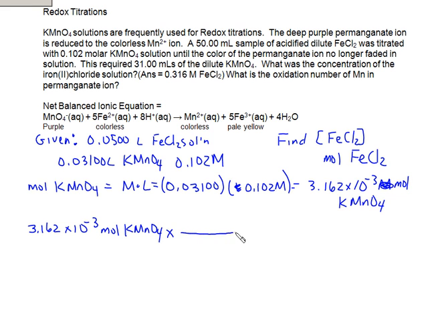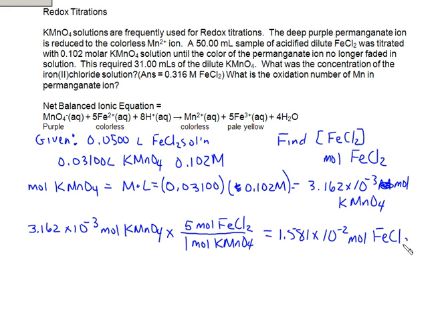We're going to use the balanced chemical equation up above. So there's 1 mole of potassium permanganate required for every 5 moles of the iron 2 chloride, which means that 1.581 times 10 to the negative 2 moles of the iron 2 chloride are present in the solution we have.